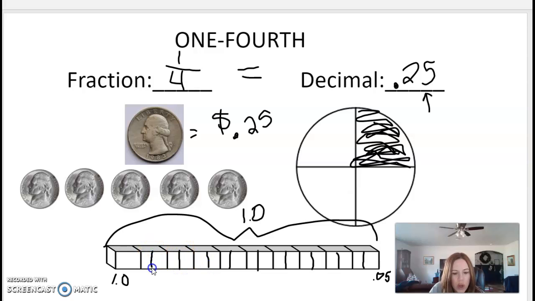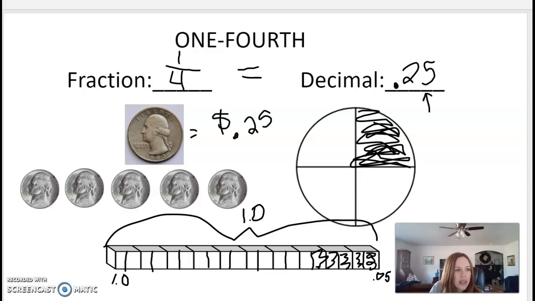And I should have 20 because 20 nickels equals $1. But we are worried about 1/4 of $1. So how many nickels should I color in? Well, how many nickels is the same as 25 cents? It's 1, 2, 3, 4, 5, right? So I'm going to color in 1, 2, 3, 4, 5.